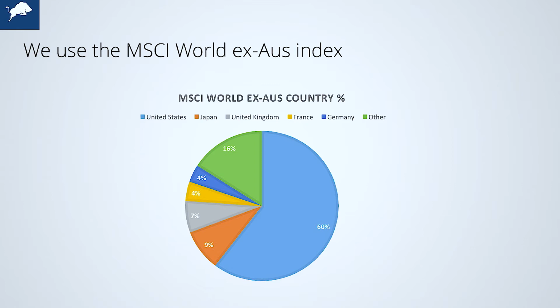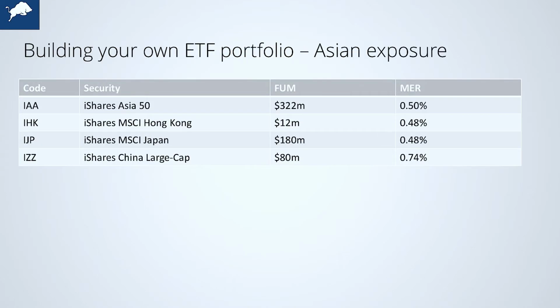So write down your dollar value that you're looking to invest as a total in international markets, and then work out what 60% of that is, work out what 9% of it is, 7%, 4%, and 16%. And then you know the dollar value that you'll be able to invest across these different markets. Now what we need to do is actually handpick the individual exchange traded funds to get us this exposure.